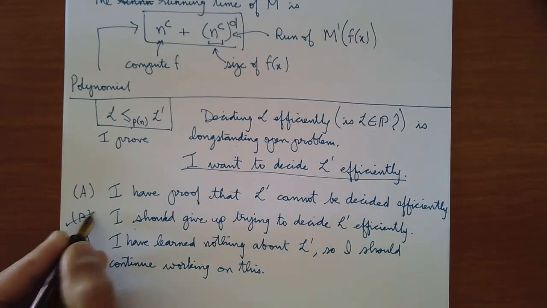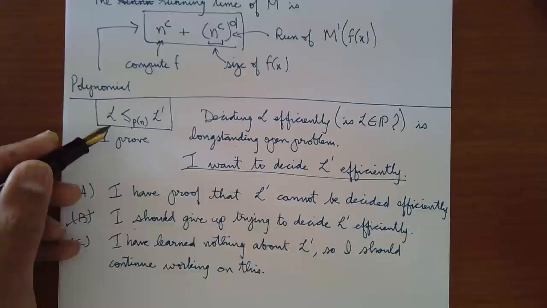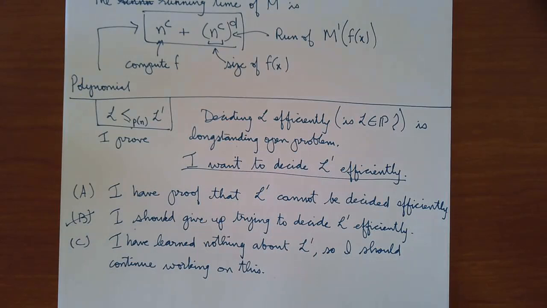You don't have proof. This is not proof, but this is evidence that this is a really hard problem. And indeed, this is exactly what NP-completeness says. This was the big insight, and this was huge because for the first time, there's actually a way of arguing that it's unlikely that something can be decided efficiently.